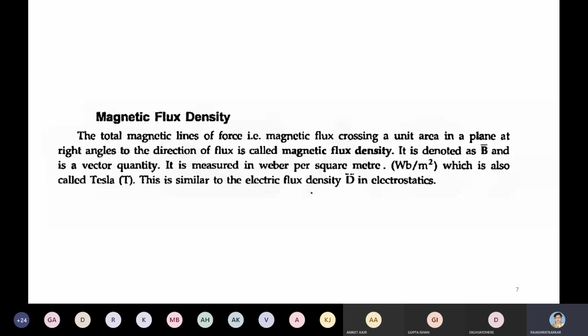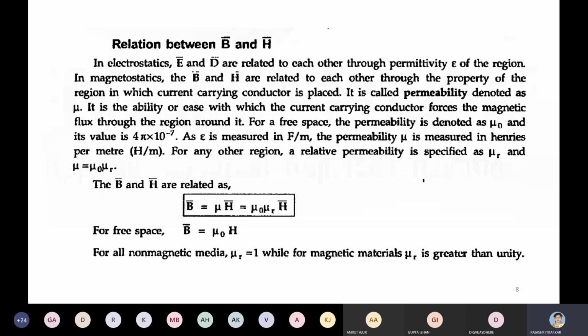So here also there is a relation between B bar and H bar, and that relation is given by B bar is mu H bar. Mu is what we call the permeability of the material which has been used. How do I define this permeability? It is the ability, or we say the ease, with which the current carrying conductor forces the magnetic flux lines around that particular conductor or the region, and hence it has been represented by mu.